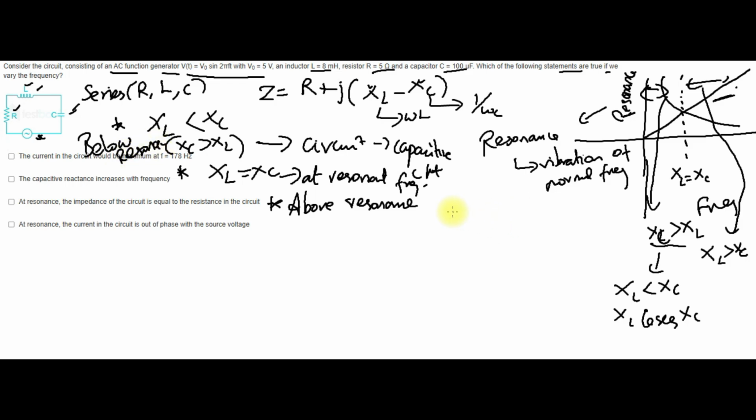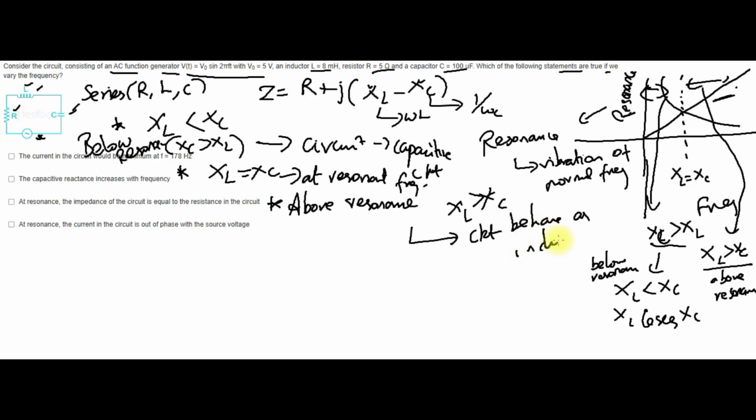So above resonance, what do you have? Listen, XL is greater than XC. I'm writing here, above resonance. This is the area of above resonance, and this is the area of below resonance. So at this stage, the circuit behaves as an inductive circuit. Here, what you have, inductive capacitive circuit means leading power factor.